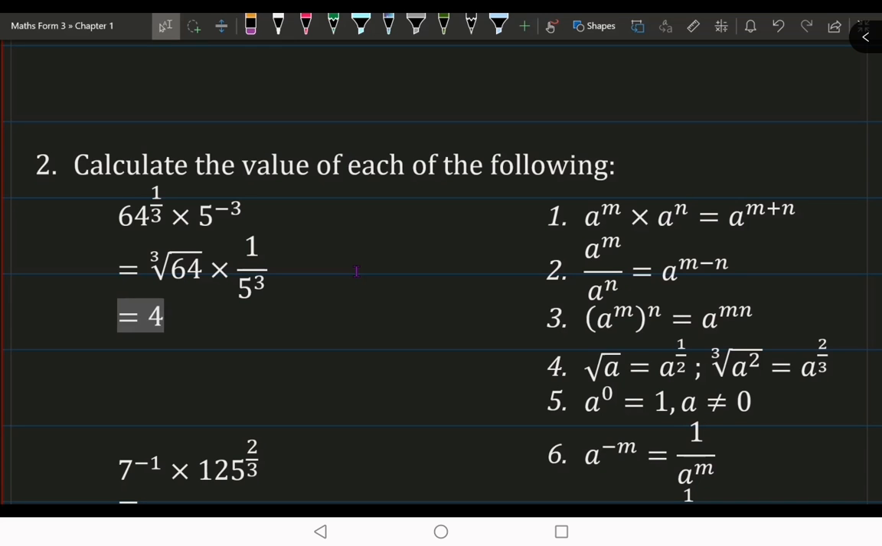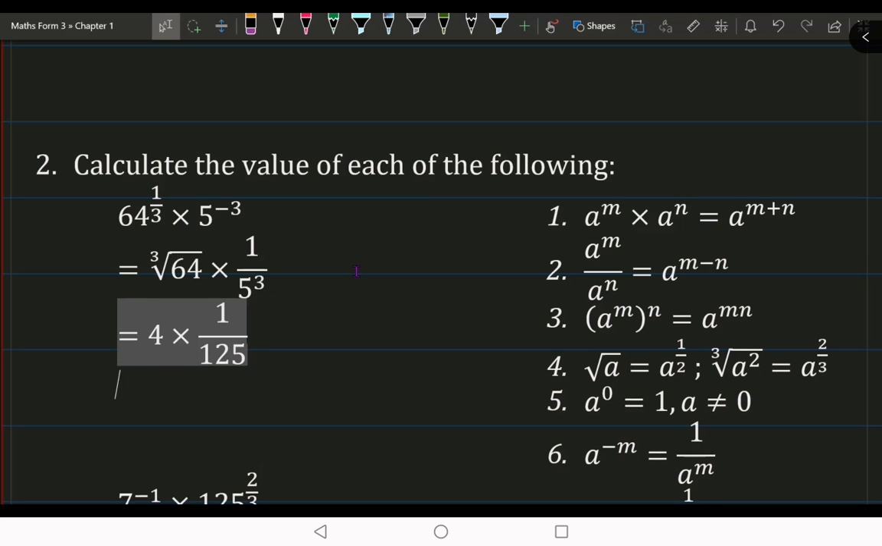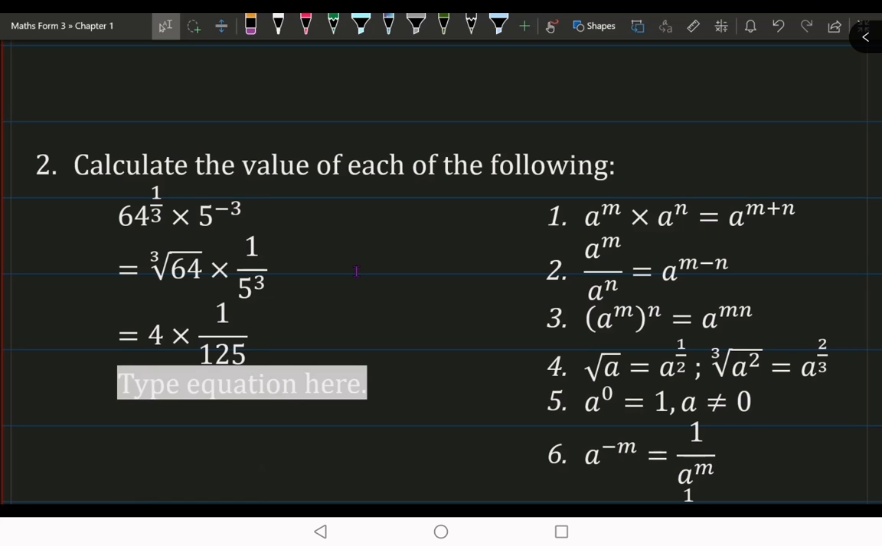Okay? How about this one? 5 cubed is 5 times 5 times 5. That means 125. Okay? So finally we get the answer, which is 4/125.